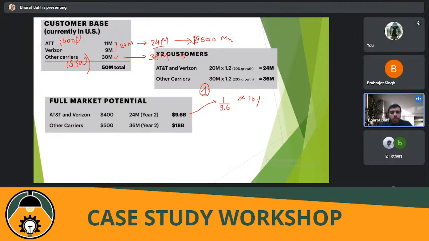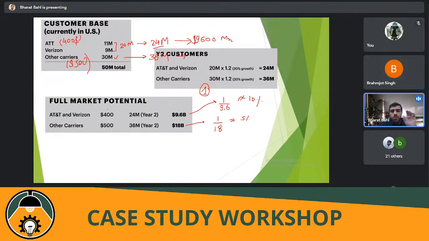Yeah, and same way here, it will be 1 divided by 18. So if I do the rough calculations, I think approximately it will be 5%. Yeah, close to 5%. So if we are willing to enter the market through ATT and Verizon, we need to capture 10% of the market, whereas for other carriers, we need to capture only 5%.